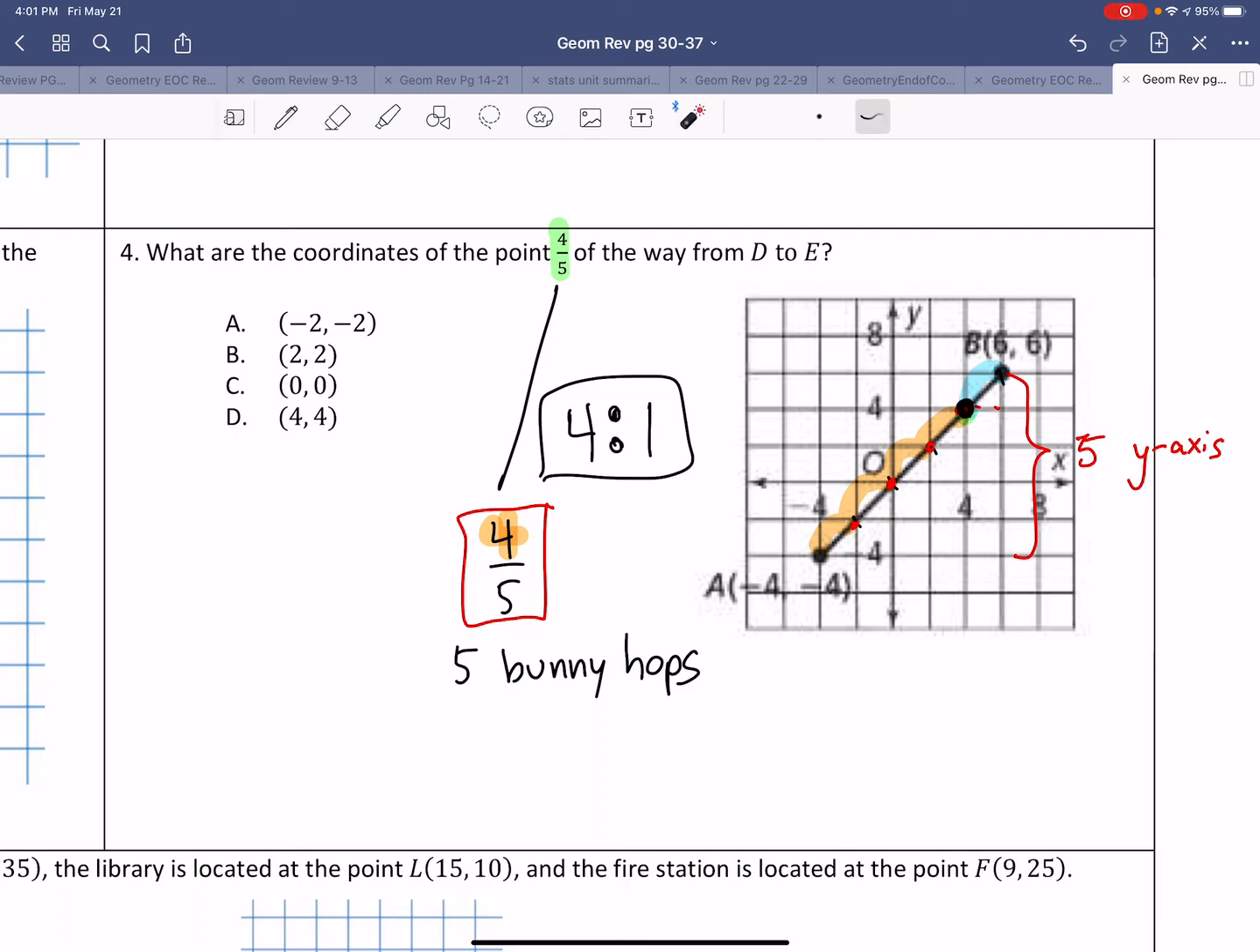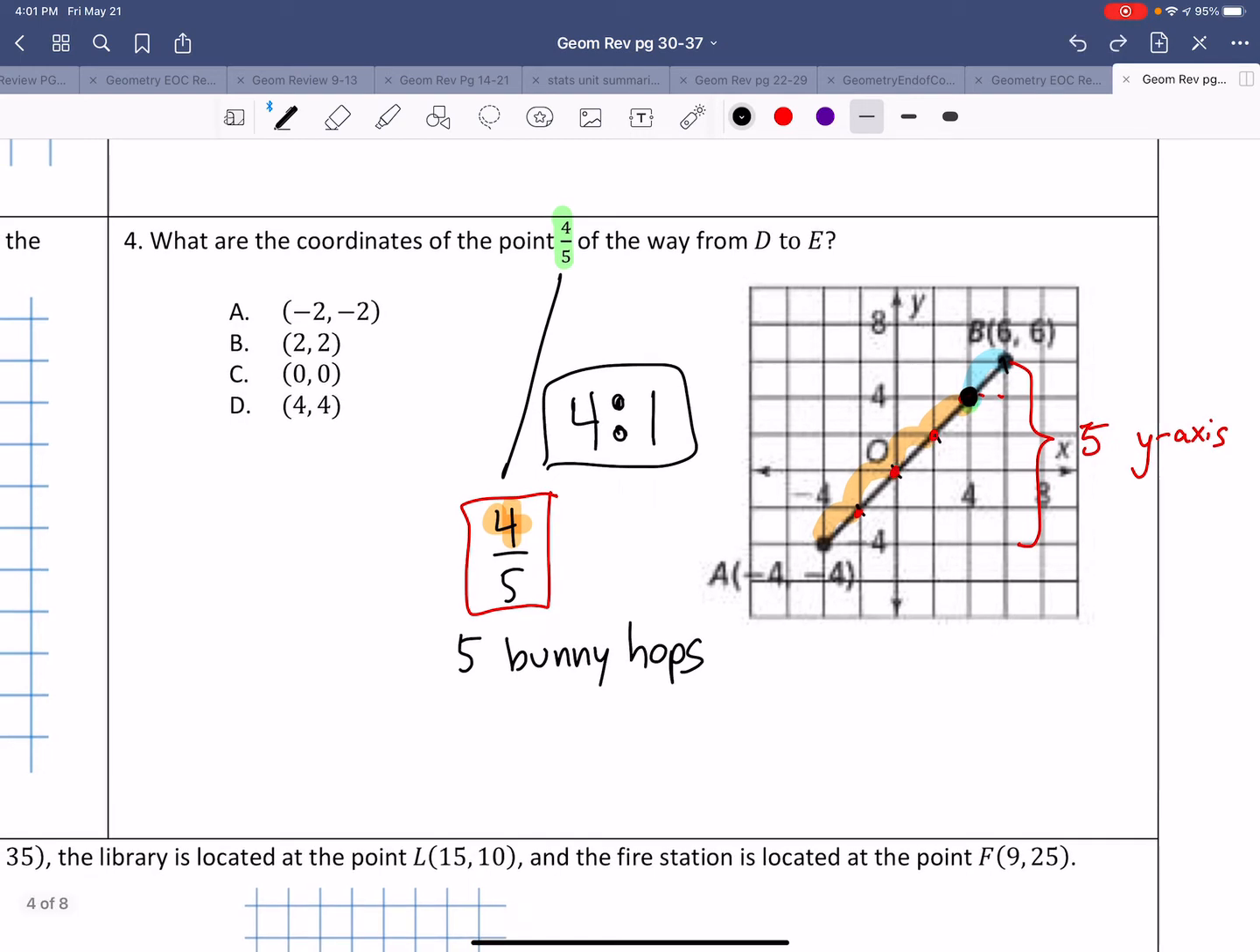So now let's find our coordinates. This is 0, 0. I had to go over 2, up 2. So there's my coordinate. Wait, that's not my coordinate. I'm trying to get to this coordinate. So over 4, up 4, that's my coordinate right here. Okay.